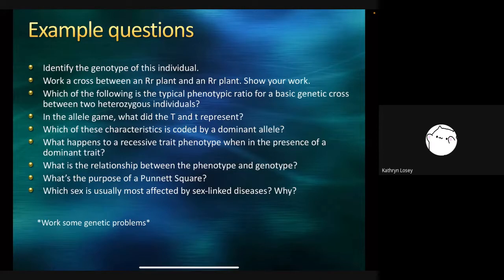And which sex is usually most affected by sex-linked diseases? So sex-linked diseases are carried on the X chromosome, but the one usually affected the most would be the male, because the male can only have dominant or recessive. There are no heterozygotes in there. They're not carriers. They can only have one or the other. And again, I was going to work some genetic problems, but my pen is not working, so I apologize for that.